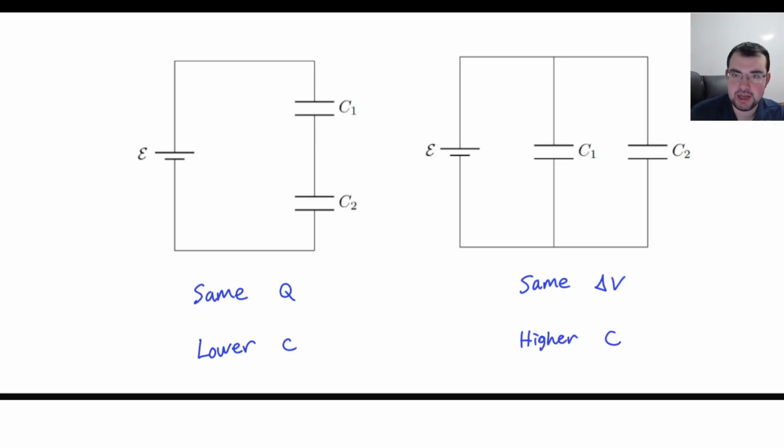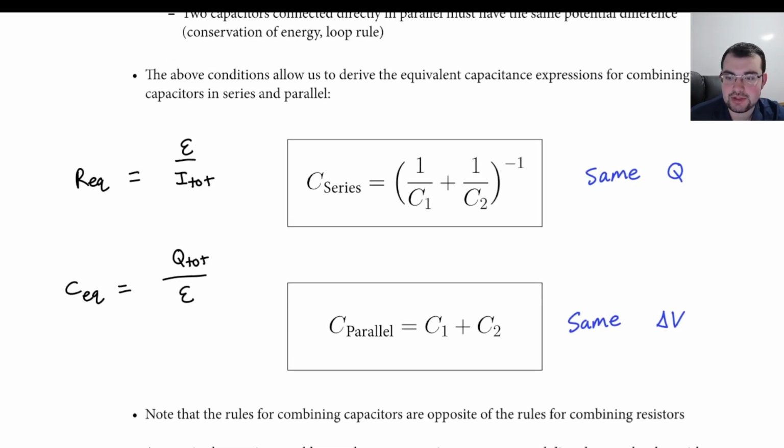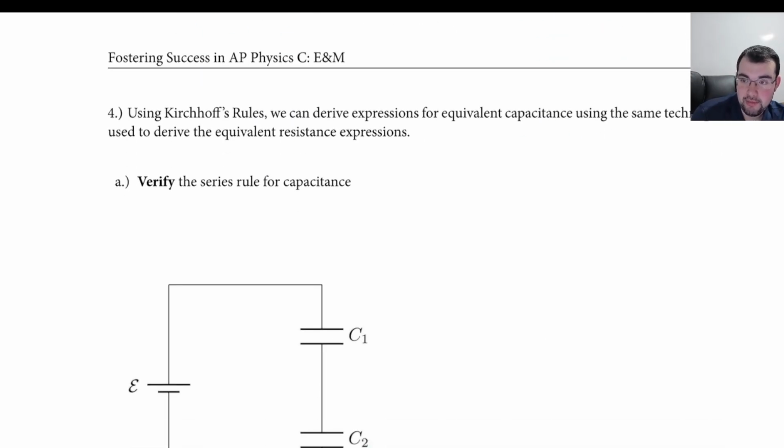Remember when we combined resistors, we said resistors in series were always greater. The Req was always greater than the individuals. And in parallel, the Req is always less. Of course, we get the opposite thing here because we have the opposite formulas. All right, let's show it now.